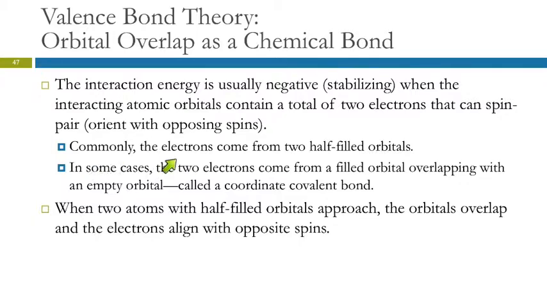So usually what happens is the electrons in that stabilizing orbital come from two half-filled orbitals, meaning each atom contributes one electron. That's what normally happens. But sometimes you can have one atom providing both of the electrons. And that's called a coordinate covalent bond, where one atom is providing both of the electrons in the bond. So when we have two atoms with half-filled orbitals and they start to approach each other, as the orbitals overlap, the electrons align with opposite spins, and that's what forms the bond. Any questions?